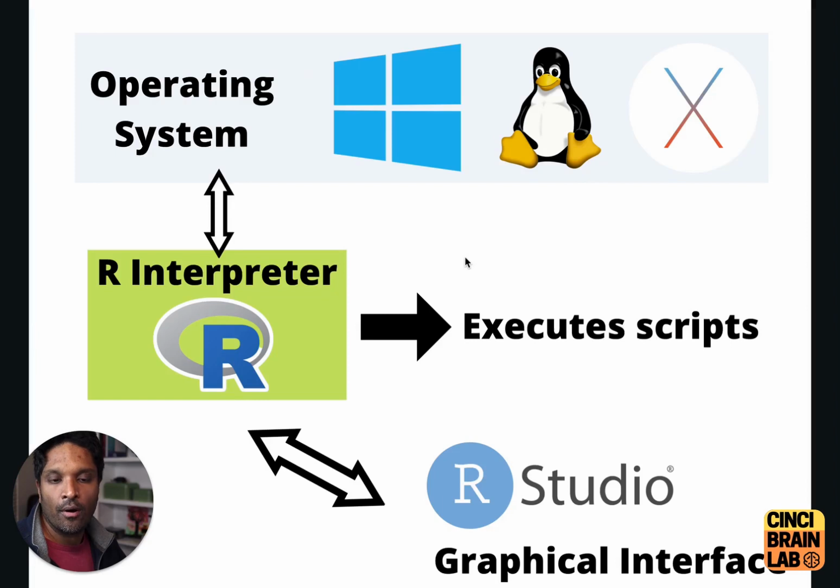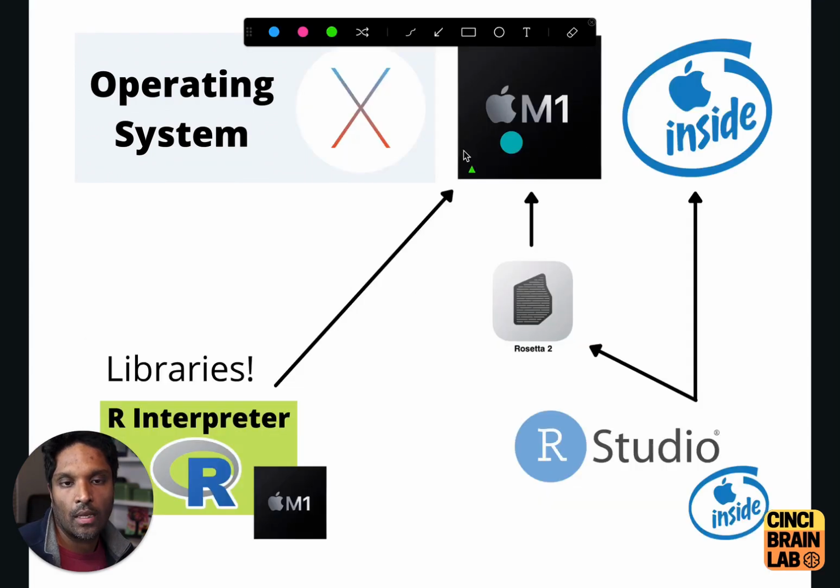The piece of R most of us interface with is just the tip of the iceberg. Rstudio is a graphical interface that does all of its operations through the R interpreter. It's the R interpreter itself that actually executes the scripts, handles the data, and produces the output.